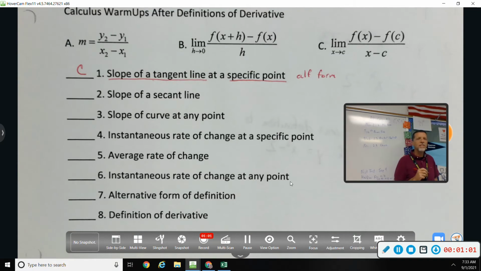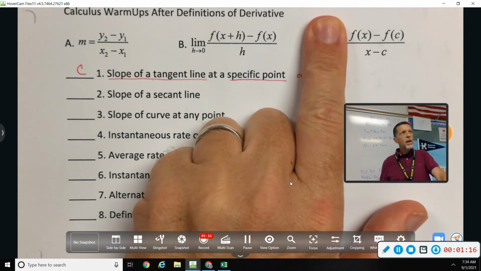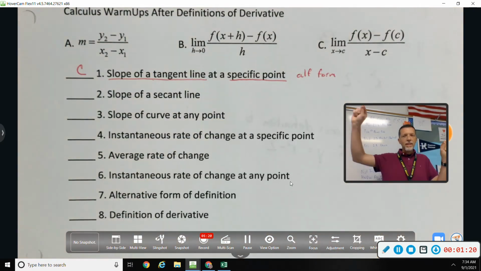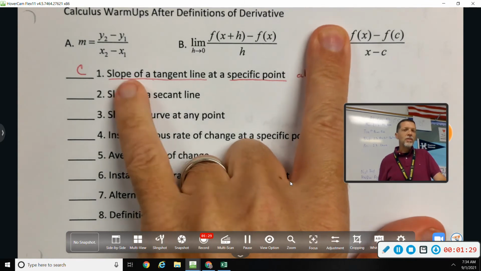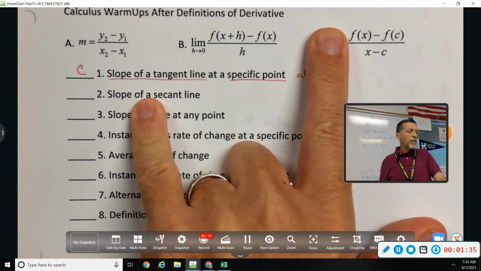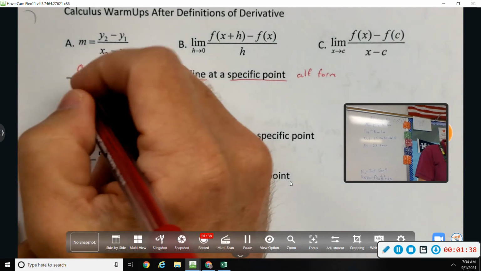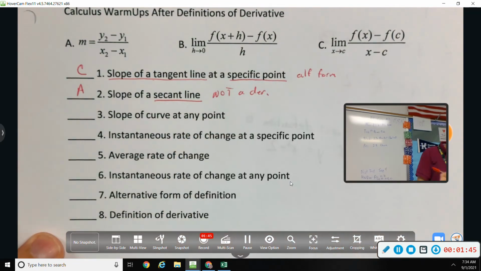Mark, how about the slope of a secant line? Is it still C? It's not C. It's close to C. If we took off the limit, that would be a secant line. But when we put the limit on there, that's when we changed it. We moved our secant line down to be a tangent line. So if I've covered up the limit, then that would be the slope of a secant line. Which one of my remaining choices looks a lot like C, but without the limit statement? A. So secant line is not a derivative. It couldn't be B or C.